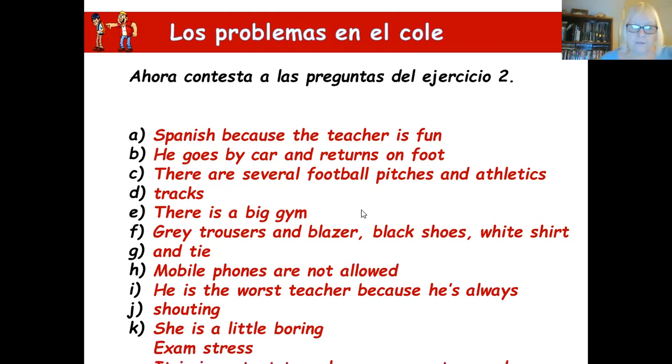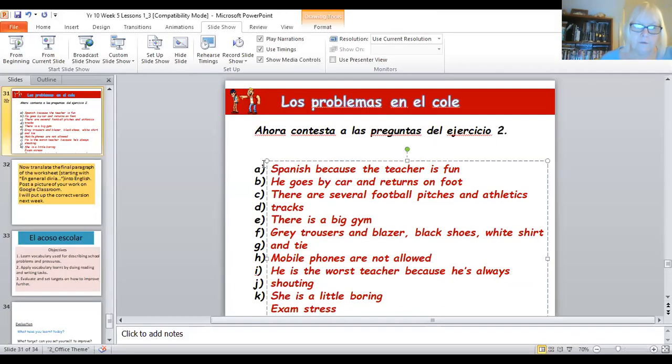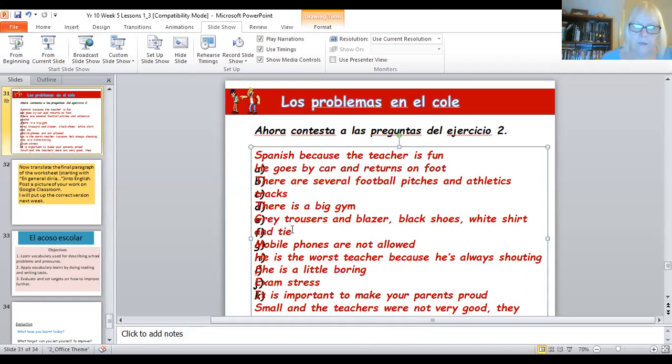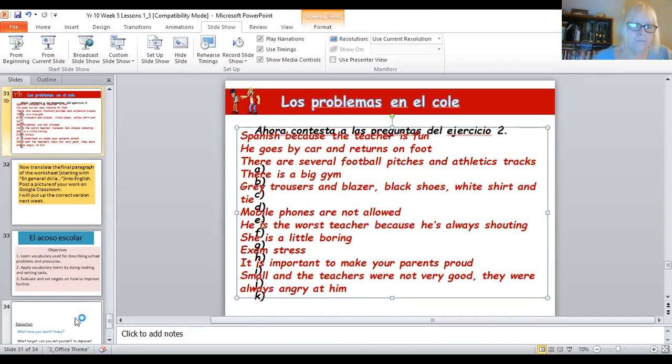Exam stress. And I'm going to have to just pause it here for a second because it's got out of sync. Let's have a look. Okay, it's exam stress. It's important to make your parents proud. The primary school was small. The teachers weren't very good. They were always angry at him. So apologies. The formatting has gone a bit strange on here. I'm just going to show you that last one there.